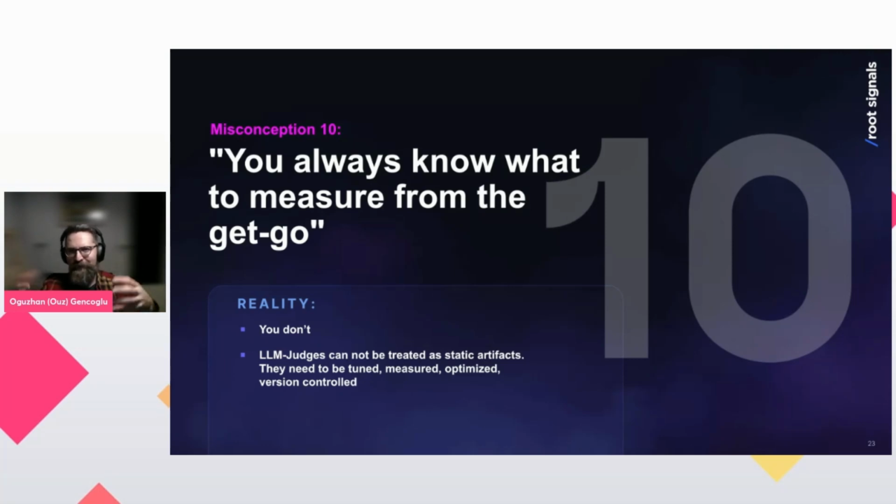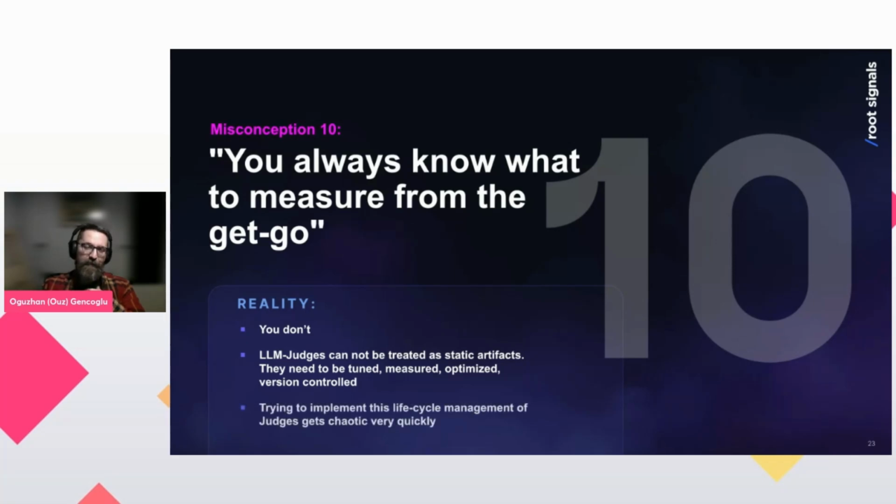If the measurement device is obsolete, if you cannot rely on it, if you cannot trust it, what's the whole point? So LLM judges need to be tuned, measured, optimized, and version controlled. What kind of data goes into your judges and how does it perform? What are the decision boundaries? Where does it fail? What is the latency? What is the cost? The whole shebang.